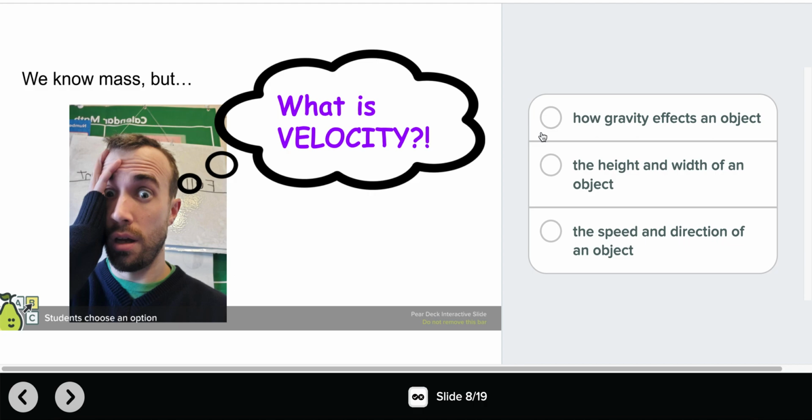Is velocity how gravity affects an object? Is it the height and width of an object? Or is it the speed and direction of an object? Which one do you think it is? It is the speed and direction of an object. Okay, it has two big components that play a part. The speed and direction. If you change any of those, you are changing the velocity.